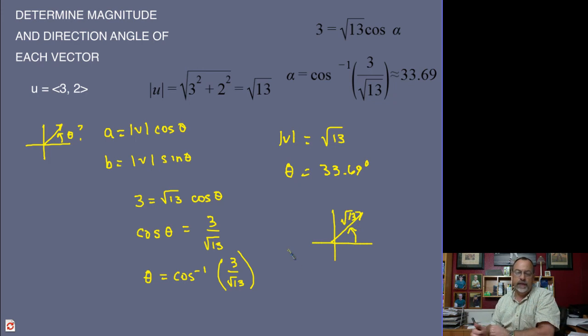So resolving a vector is finding the trigonometric components. A is equal to the magnitude cosine theta. The B component is magnitude sine theta. And then you have these two equations, and you can just go either way, whatever one you're trying to determine.